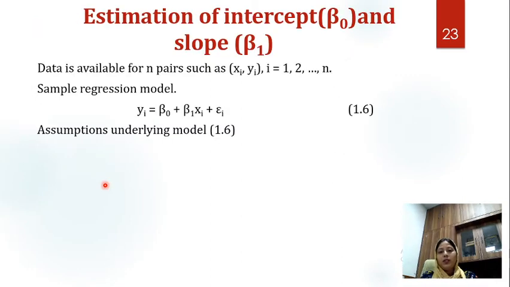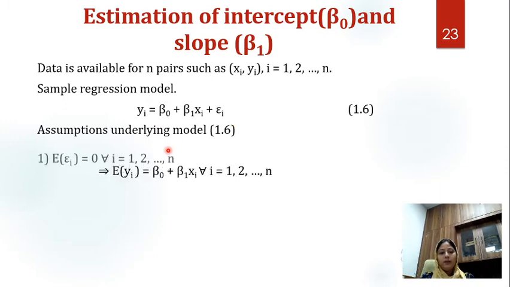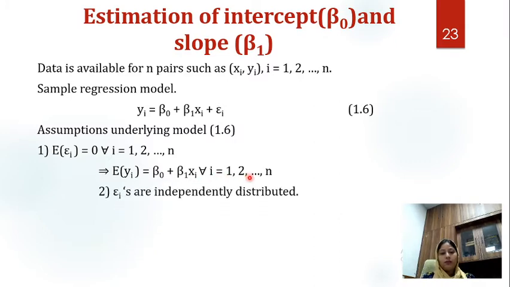Estimation of intercept beta naught and slope beta 1. We assume for such investigations that the data is available for n pairs xi, yi for all i going from 1 to n. Sample regression model is yi is equal to beta naught plus beta 1 xi plus epsilon. The assumptions underlying model 1.6 are that the expected value of the error term is 0, that is, the error term has mean 0 for all i, implying that expected yi is equal to beta naught plus beta 1 xi for all i varying from 1 to n.